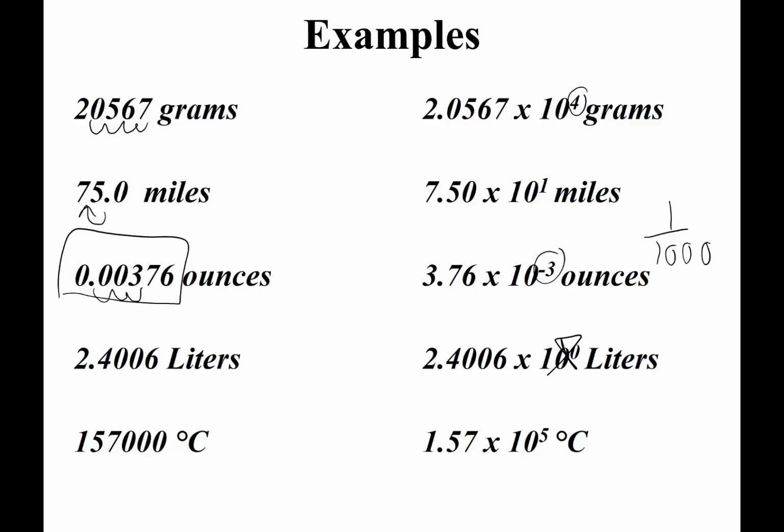And here this is a great example because these 3 zeros are not significant, and so we move this 1, 2, 3, 4, 5, so it's 10 to the 5 degrees Celsius. All right, it's really not that complicated. Just practice a few times. One of the labs deals with it.